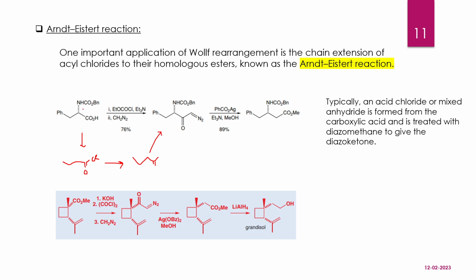Then, as in the last slide I have discussed, silver plus one can be used for this type of rearrangement. Here this is a salt of silver plus one. So when this is added, this N2 will get removed and a carbene will generate. A carbene system will generate, and then the Wolff rearrangement will happen.